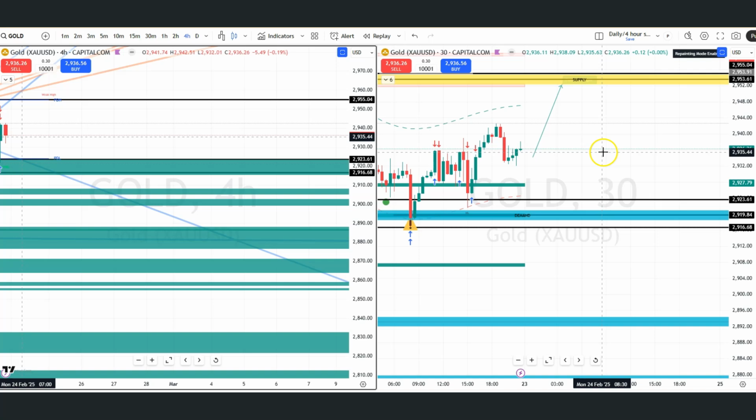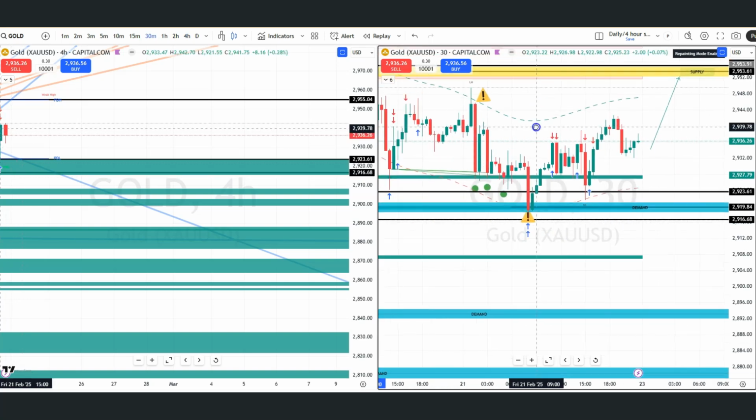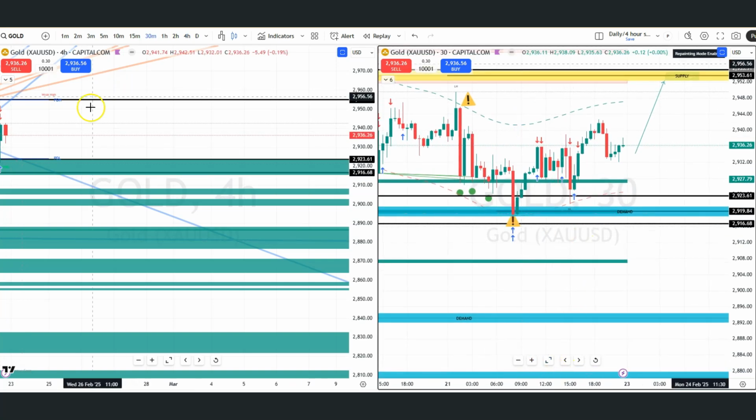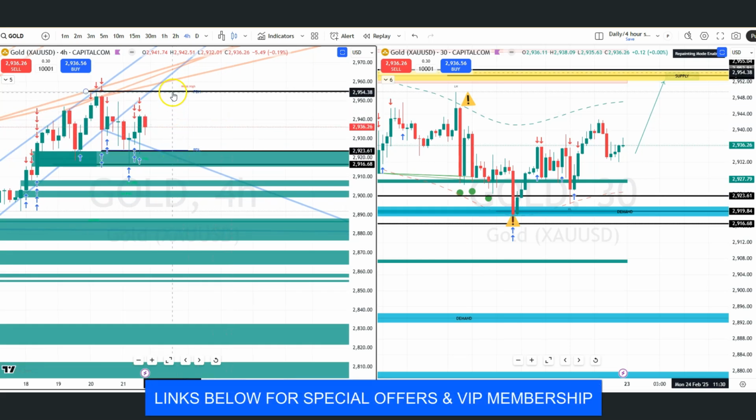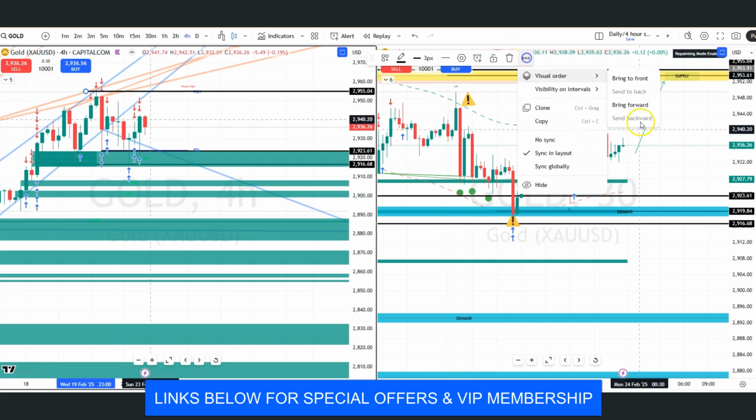So what I've done here on, this is a 30-minute chart. Let me enlarge this because I've synced these lines here, as you can see, with all the charts. And all you do is click on that, go to here and then sync.